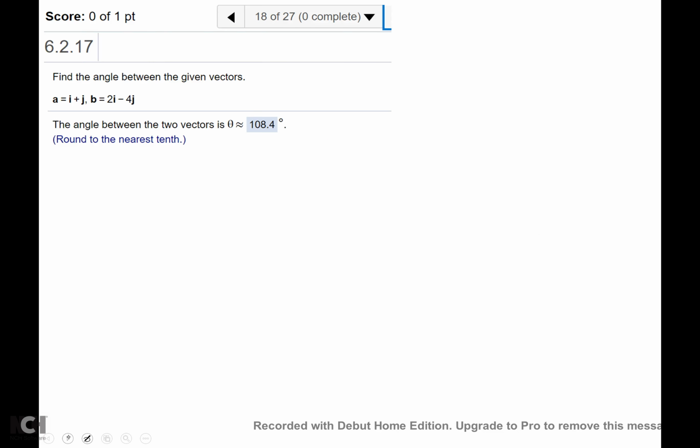Alright, next one's an example. They want the angle between these two vectors. Same thing, it's just that they gave us them in linear combination form. So if I just write them in component form, that's going to be 1, 1, and b is going to be 2, negative 4. So to find the angle between them, we take u times v over the magnitude of u times the magnitude of v.